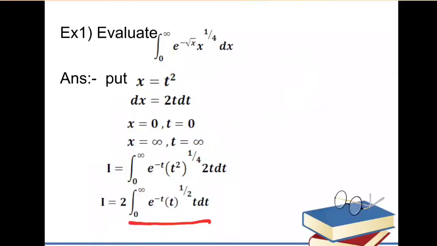Now see here, if we add the powers of t, then it is t raised to the power 3 by 2, and this 3 by 2 we have to write in the form of n minus 1.